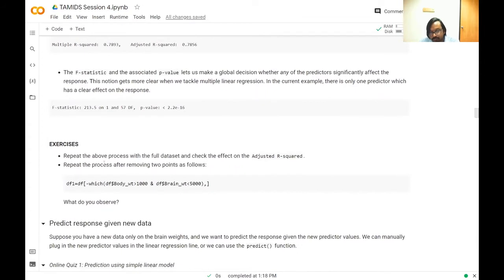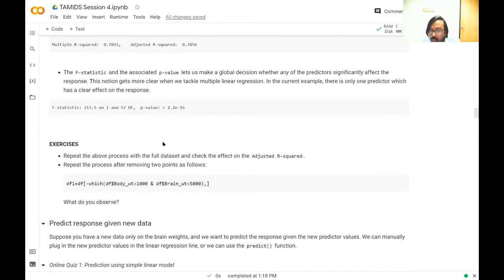Next, we can look at some exercises if we have time at the end of the presentation. If not, I would like you to repeat this process on the full dataset and check the effect on the adjusted R squared. Then repeat the process after removing only 2 of these points that I have shown by this switch function, where the body weight is greater than 1000 and the brain weight is less than 5000, and try to figure out the observations and what it means for the adjusted R squared.